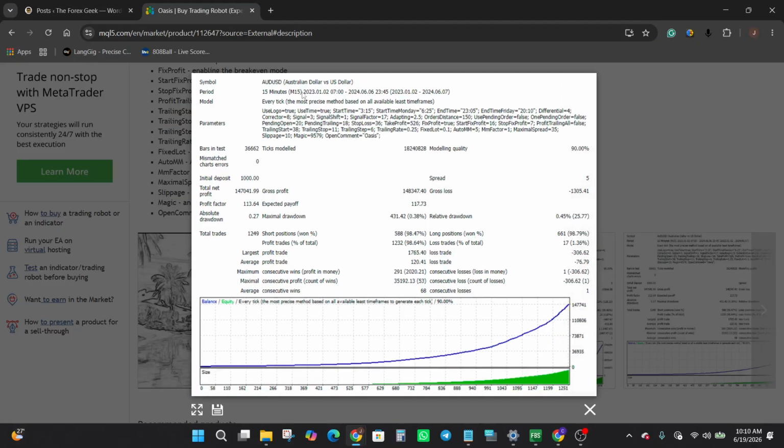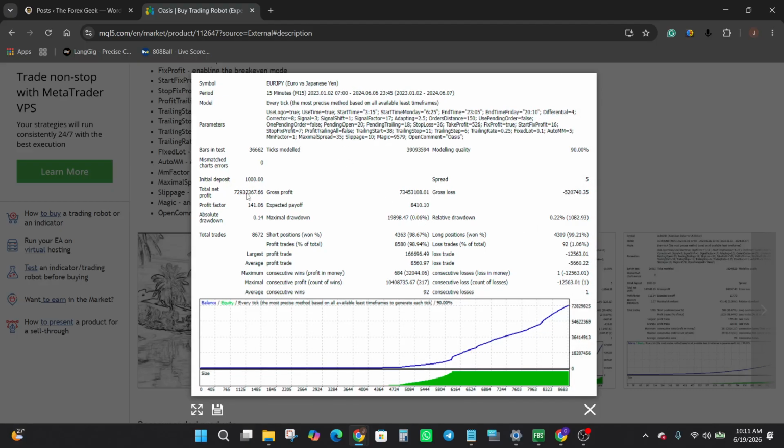Okay, so here we have AUD USD M15. In this case, it was $147,041.99, and then total trades taken were 1,249, out of which 1,232 were profitable, giving us a 98.64% win rate. And here in the case of Euro JPY, we have over $72.9 million in total net profit. Total trades 8,672, out of which 8,580 were profitable, giving us a 98.94% win rate.